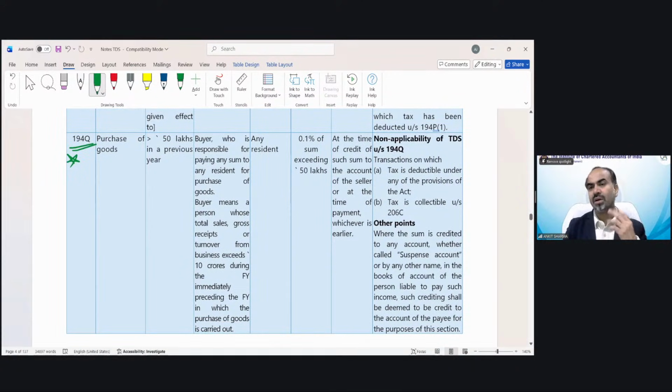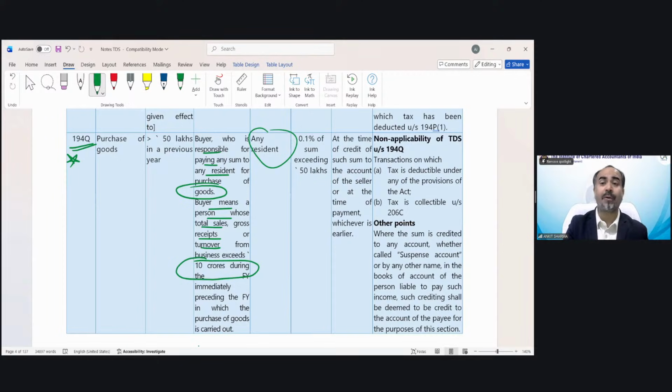Who is the payee? Payee would be the seller, any resident. Buyer who is responsible for paying any sum to any resident for purchase of goods. There would be purchase of goods, not services. Buyer means a person whose total sale, receipt, etc. This is a special buyer, and the turnover must exceed 10 crore rupees. Only those buyers have been included whose turnover is exceeding 10 crore rupees in the preceding financial year.